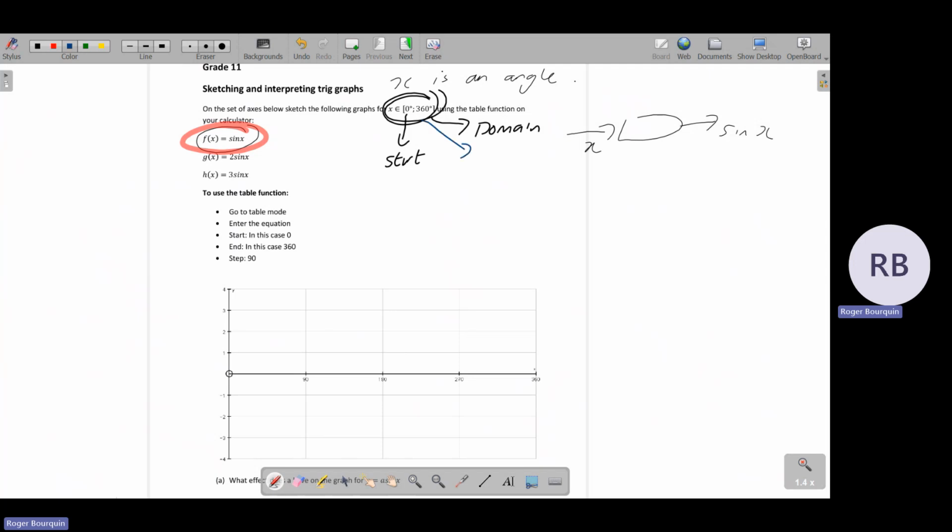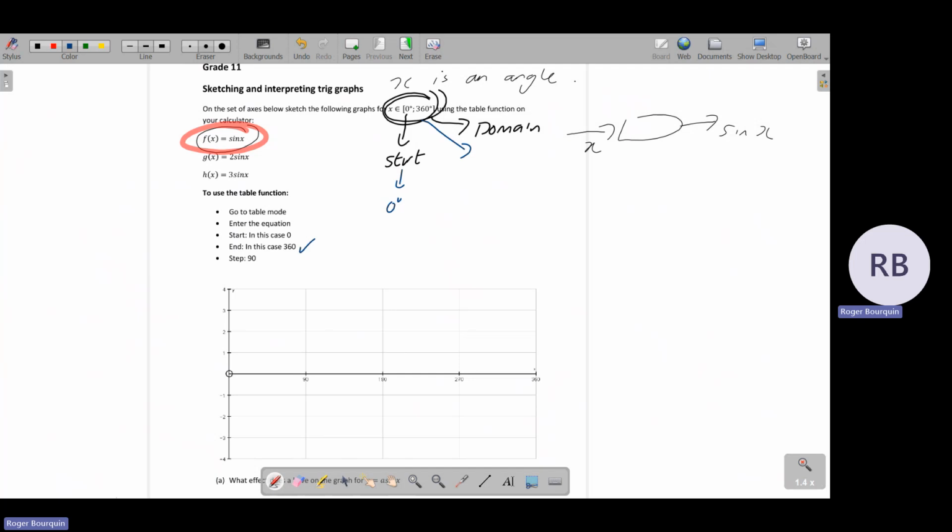And then the end is going to be? Okay, so start is 0. End is going to be 360. Now your step, for now, it's always going to be 90 degrees. I'm going to show you it's going to change. Then you press equal. Then your table will spit out points.